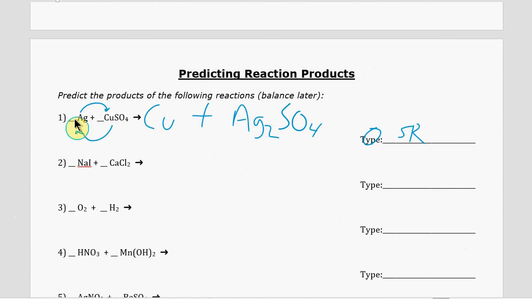So up here we had a single replacement reaction, the silver replacing the copper. Silver's a +1, sulfate's a -2. Got to write the formula right. That's the tricky part to these. That's why they're always worth 2 points. You get 2 points for making the switches right. You get 2 points for writing the formulas right.